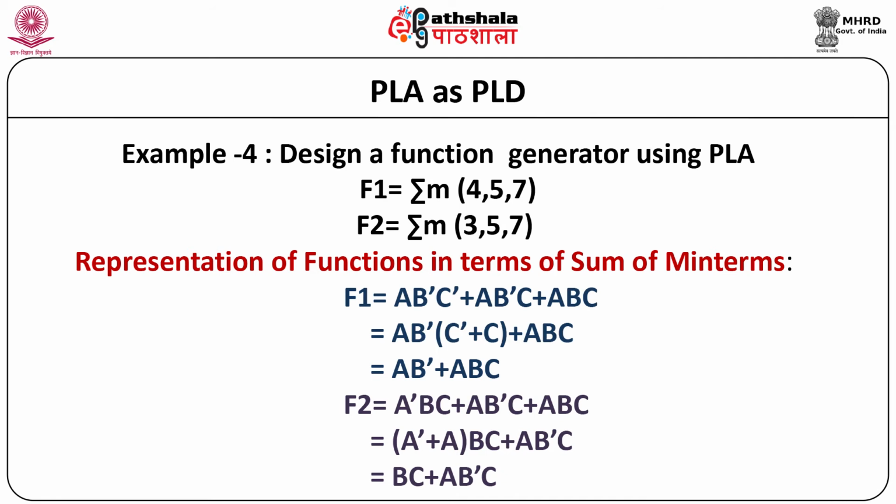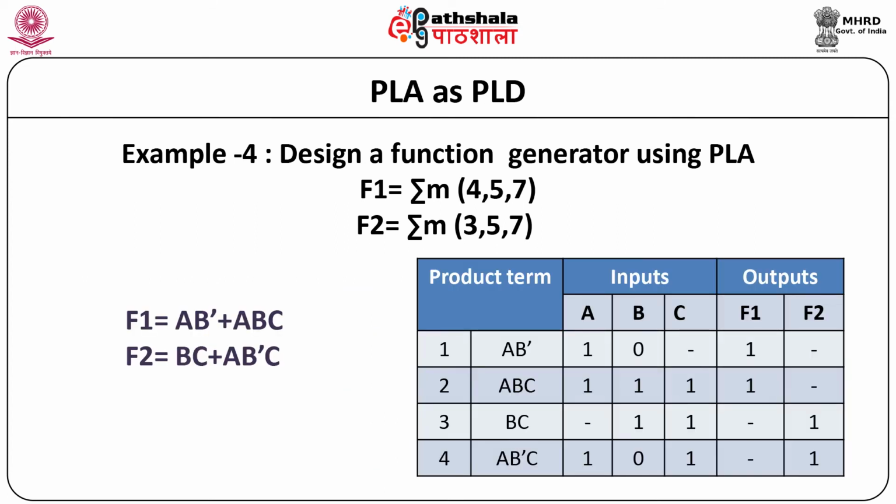The second function f2 is given by f2 is equal to A bar BC plus A B bar C plus ABC, that is also equal to A bar plus A in bracket into BC plus A B bar C, that is equal to BC plus A B bar C. Let us prepare the programming table. The PLA program table contains product terms, inputs A, B and C along with outputs f1 and f2. The Boolean expression of f1 indicates 2 product terms and for f2 there are 2 product terms as well.